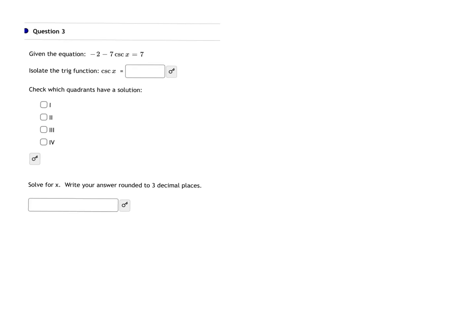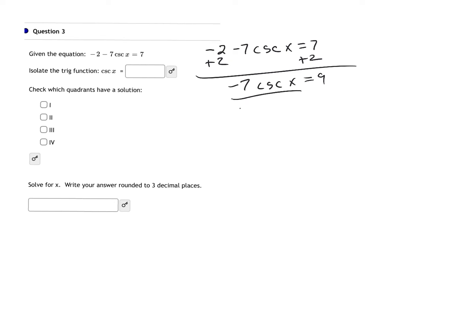Okay, in this one again, we have to start off by isolating the trig function. So if we start with -2 minus 7 cosecant x equals 7, I'm going to add 2 to both sides, and I get -7 cosecant x equals 9. Divide by -7, and we get cosecant x equals -9 over 7. So that's what's going to go here.